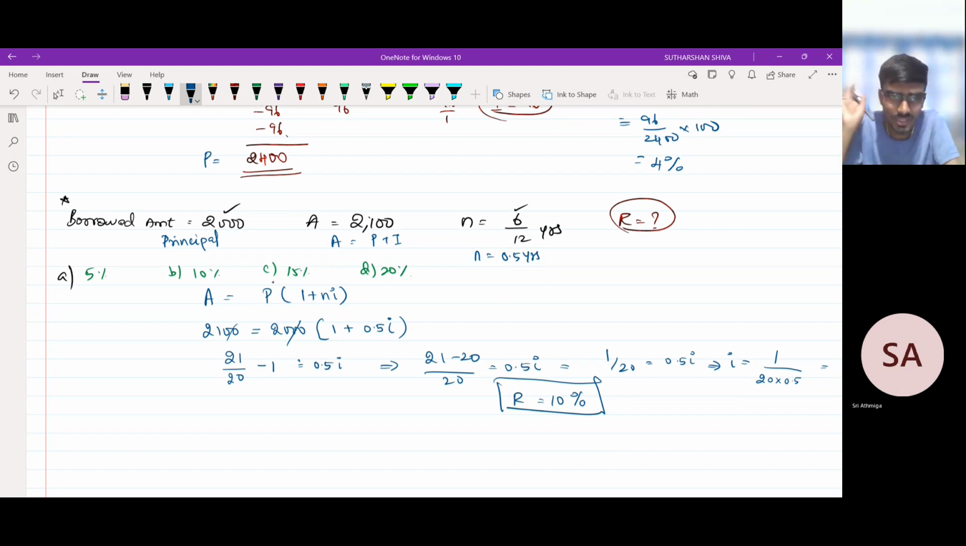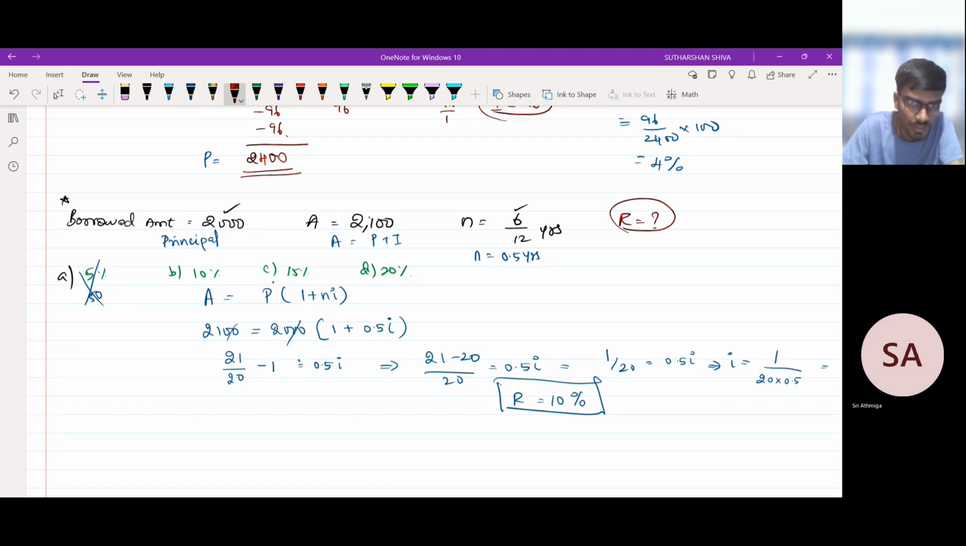You are just going to choose whether it is A, B, C, or D. You know the principle, PNR by 100. You know P, you know N. Just take it and use the trial and error method. Take the 5%: 2000 into 5% into 0.5. What are you getting? You are only getting 50. So this is wrong. What is the next thing?